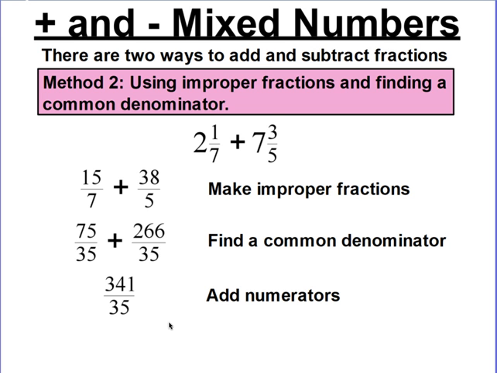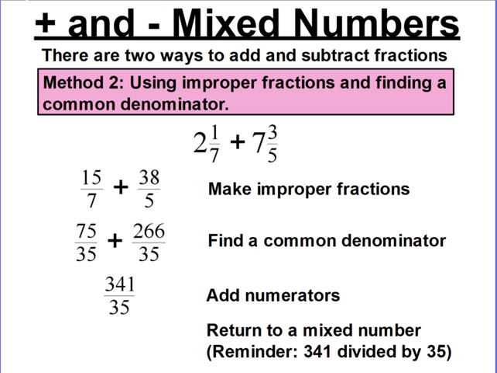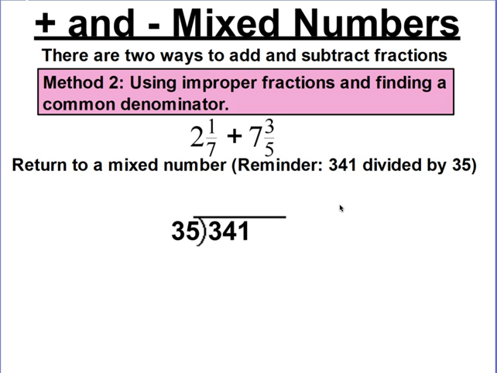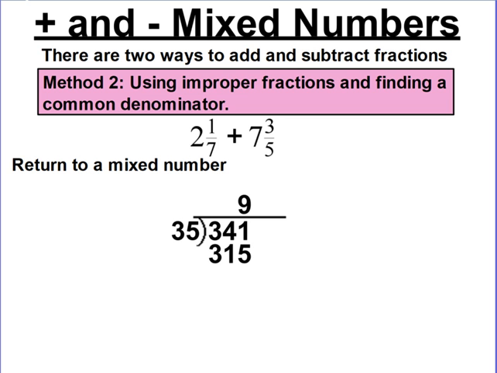The way we make it back into a mixed number is by doing division. What I stress in class every day is that if you see a fraction, it is just showing you a division problem. So you should divide. Let's do our long division here to make this back into a mixed number. We're going to do 341 divided by 35. 35 cannot go into 34, but it goes into 341 9 times. And 9 times 35 is 315.